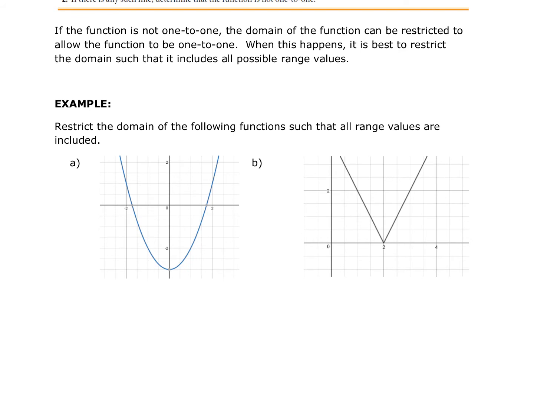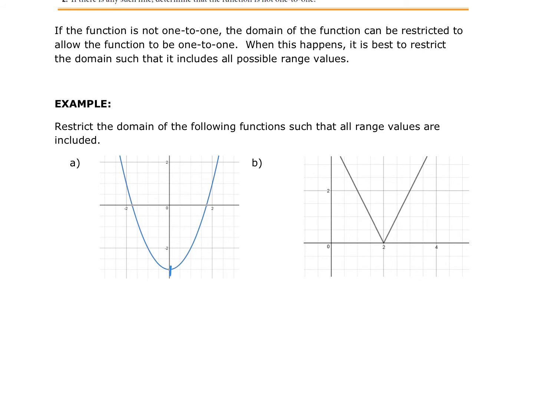If I restricted my domain right here, say I want to have my domain so it is -1 to infinity, then here we go. Here's my -1 to infinity. Here's what I'm going to get. So I get all my possible output values. But in this region, you can see that I'm not going to pass the horizontal line test. So I'm going to restrict my domain right here.